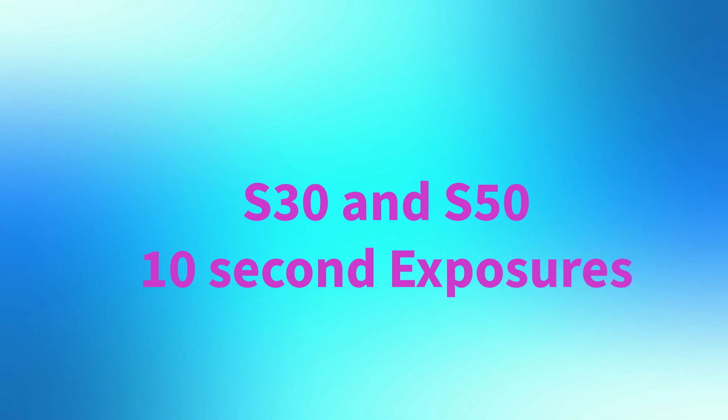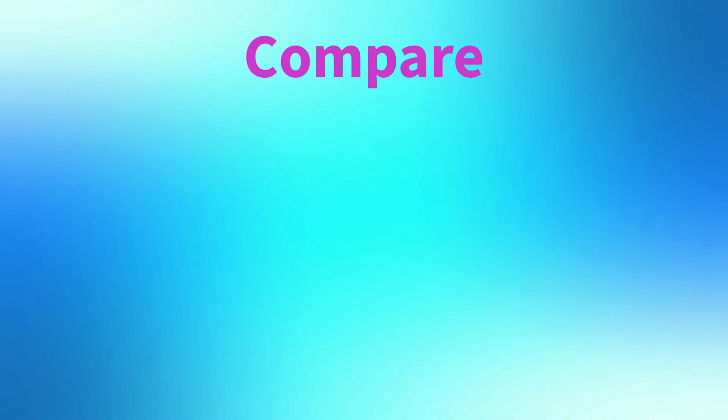Today we're going to do an experiment with the S30 and the S50. We are going to use 10-second exposures, and we are going to compare some of the data that we receive from those images. And so we're going to set up a plan and image for a good share of the night, and then we're going to compare some things. So we're going to set up a plan, and these are the things we're going to compare.